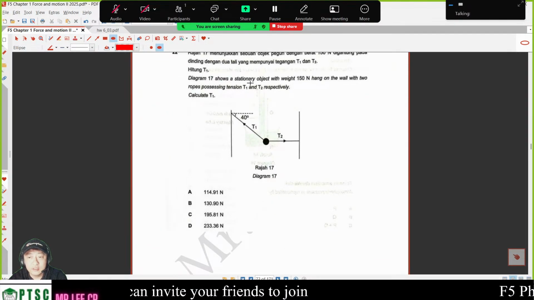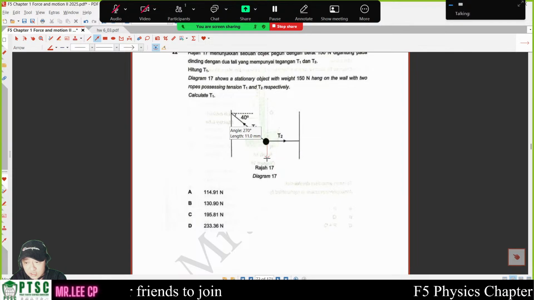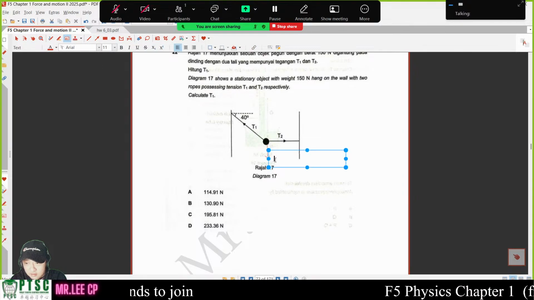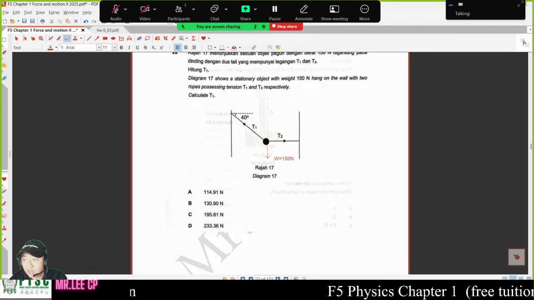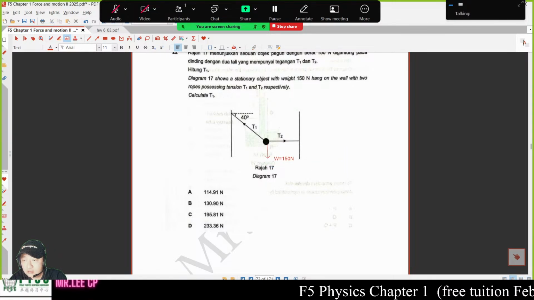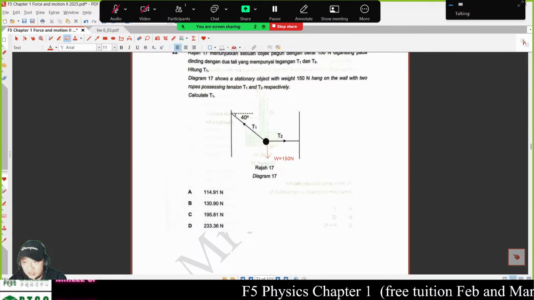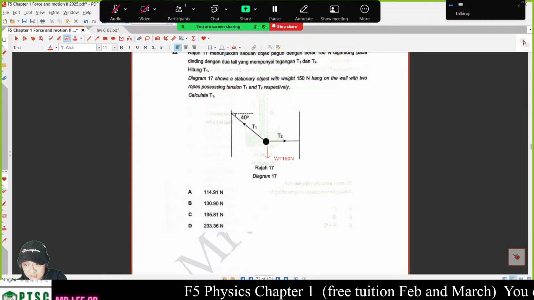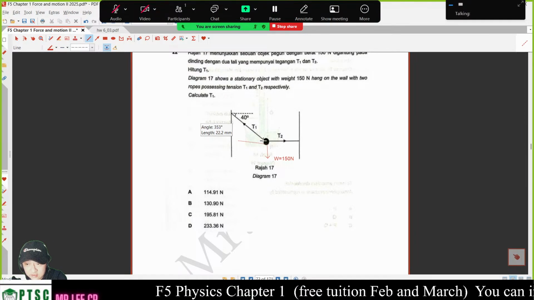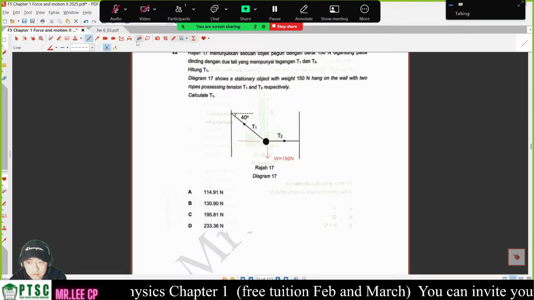Diagram 17 shows a stationary object with weight 150. Okay, we put in 150 here. W is 150. Now, two rods possessing tension T1 and T2 respectively. Here we have 40 degrees. So I zig, here will be 40 degrees. So this one will be 40 degrees.